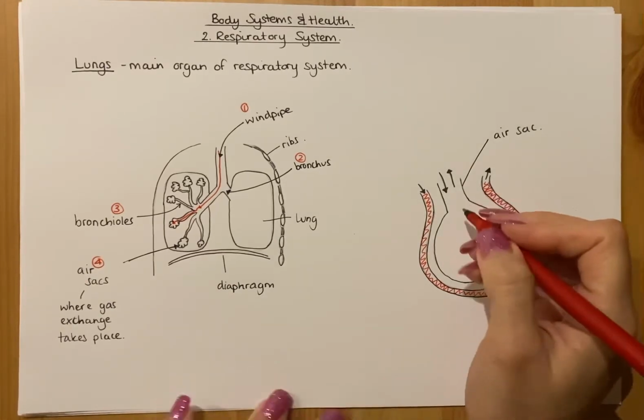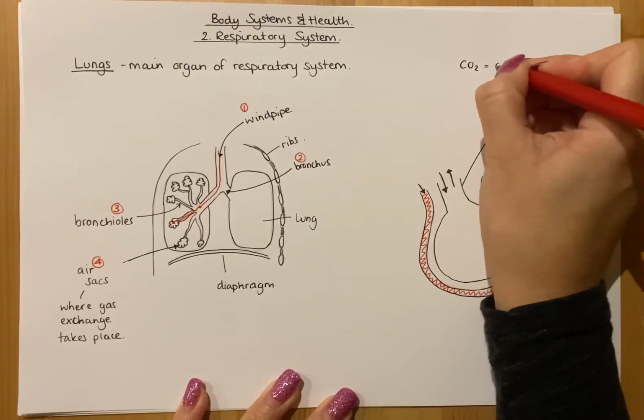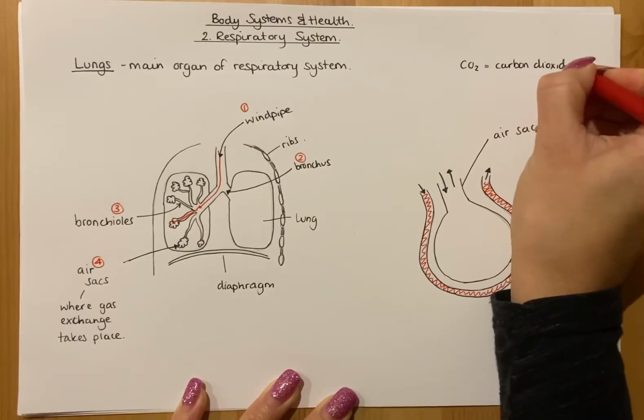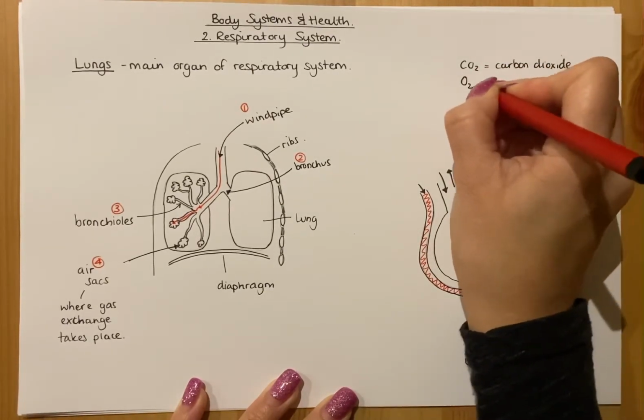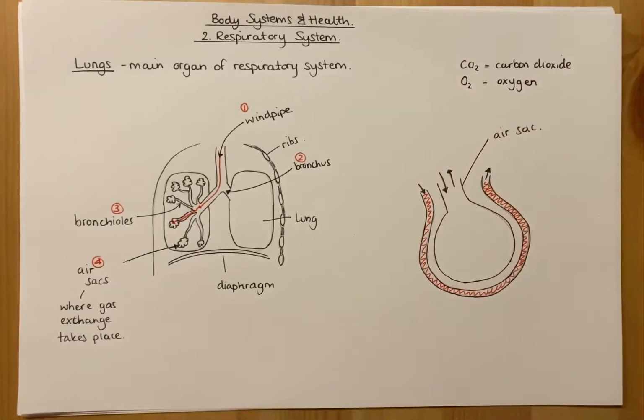So the gases that are in there, the two that we talked about, are CO2, which is carbon dioxide, and O2, which is oxygen. Now when you breathe in, the air that you breathe in contains a mix of a whole bunch of gases. Carbon dioxide, oxygen, argon, nitrogen, methane, loads and loads of things. But the main gas that you want to get from the air into your blood is that oxygen.